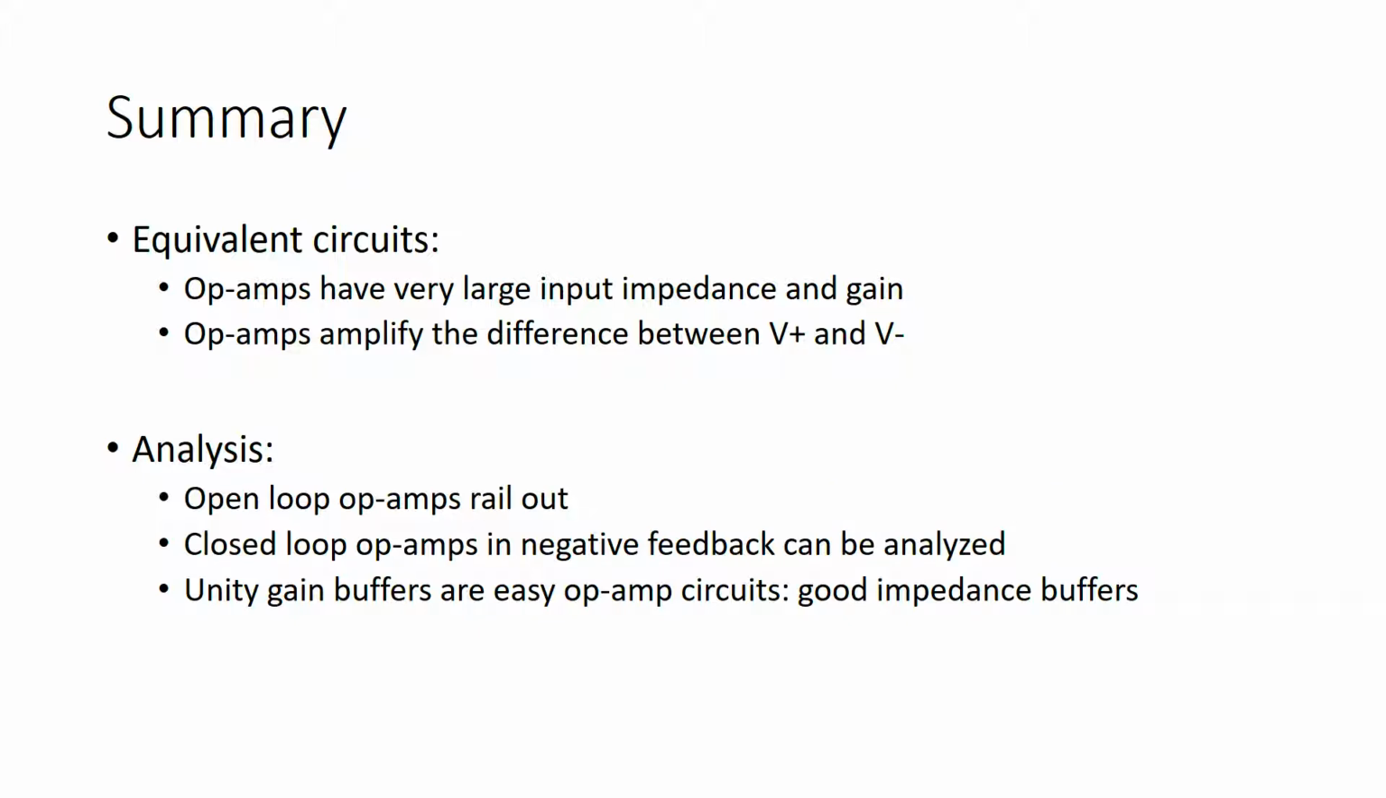One is that open-loop op-amps rail out. They generate voltages that are way too big, because the gain isn't controlled, and you can't figure out anything about V plus and V minus from them. Two is that closed-loop op-amps in negative feedback can be analyzed and seem to give us good results. And the good result that we specifically saw is that unity gain buffers, which just connect the output to the negative input, are really easy op-amp circuits that make an ideal impedance buffer.